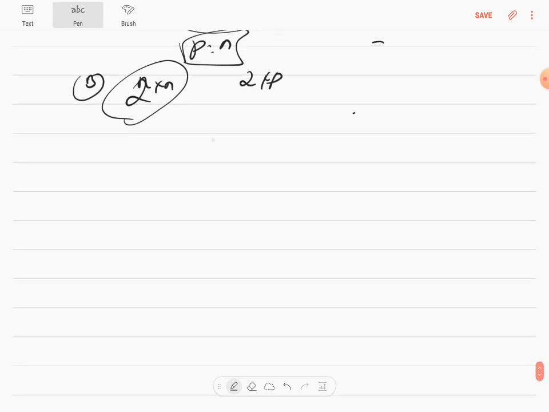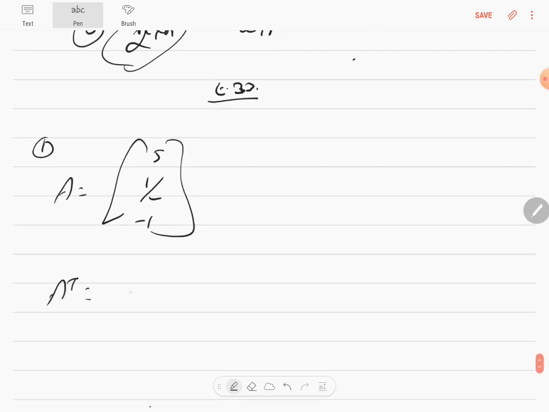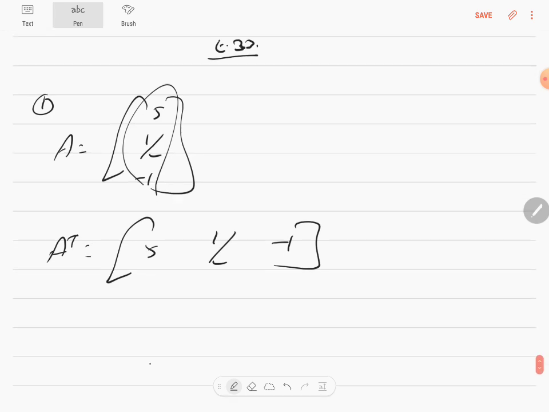So let's take exercise 3.3. Okay, what is a transpose? First question, you have a 5, 1 by 2 and a minus 1, and let's call this matrix A. The transpose of this matrix will be converting the column into a row: 5, 1 by 2 and minus 1. This is what A transpose means.